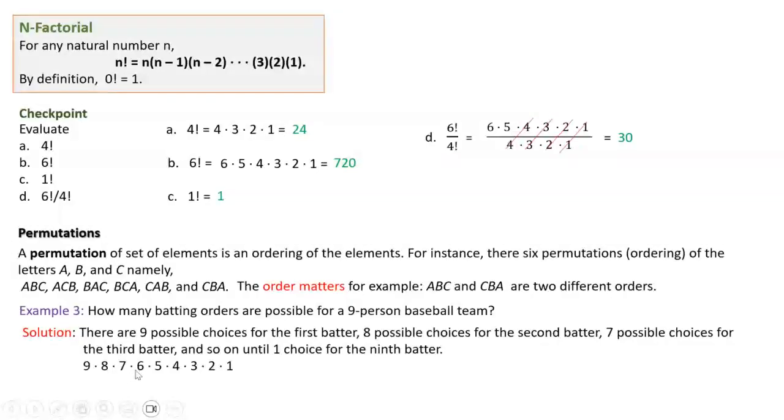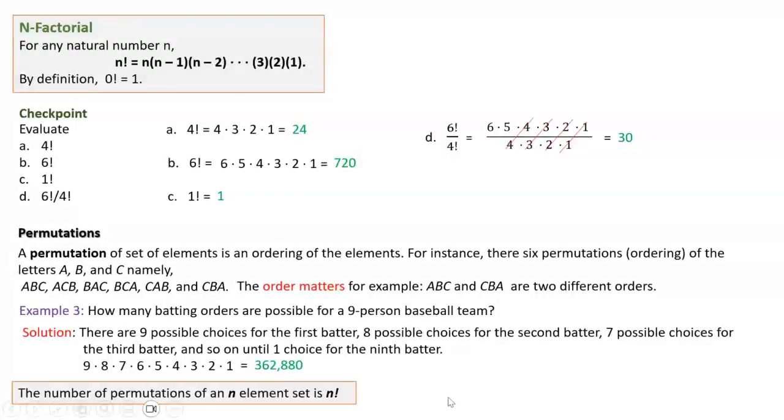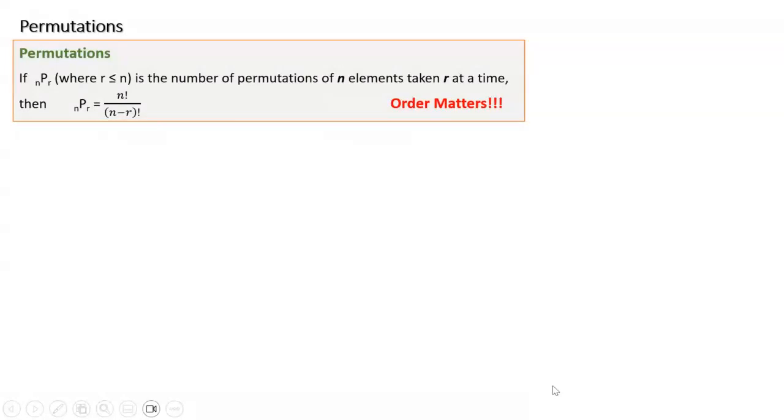That's why it's going to be 9 times 8 times 7 all the way to 1, which will give you 362,880 different ways that the lineup can be arranged. Or it can be 9 factorial. It's the same thing. Okay.